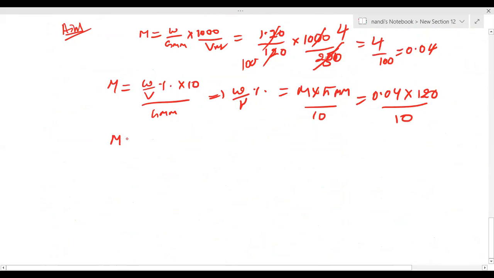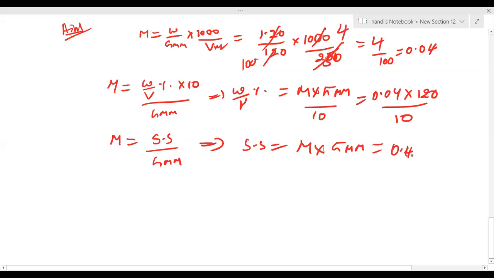Strength of solution is also given, sir. Molarity equals strength of solution divided by gram molecular mass. So strength of solution equals molarity into gram molecular mass. Molarity is 0.04, into molecular weight, which is 120. Check it. These are the questions as given, solved according to formulas.